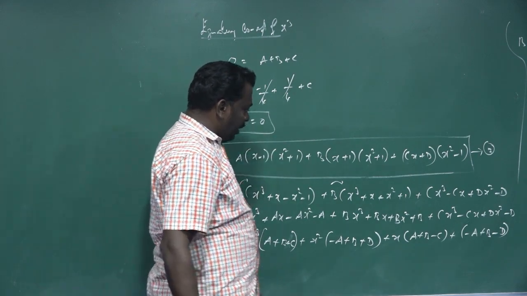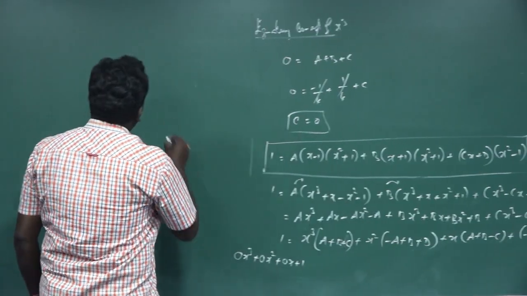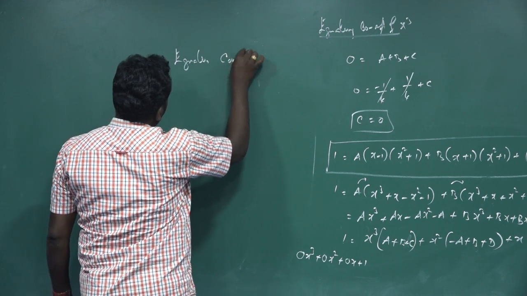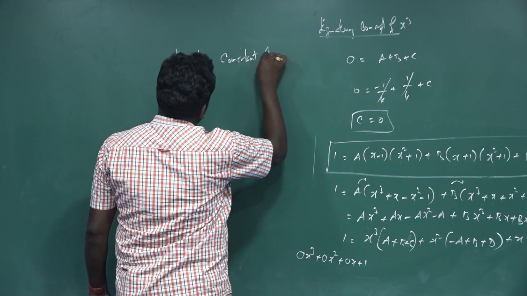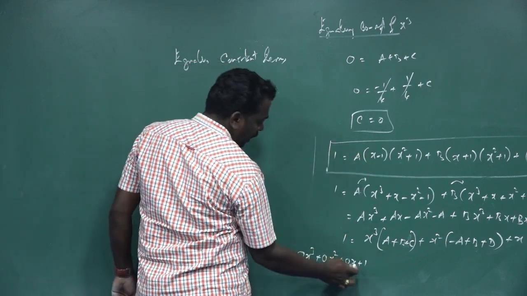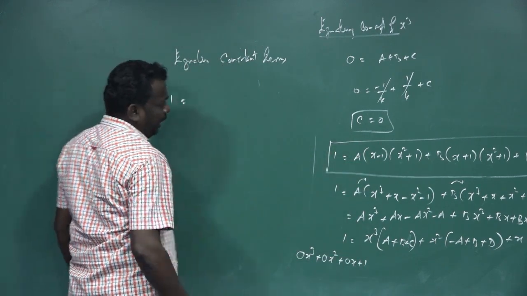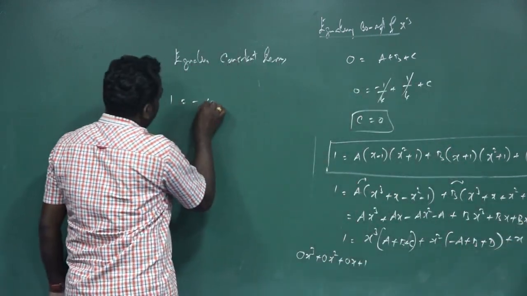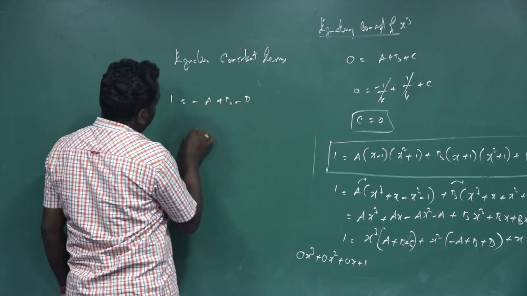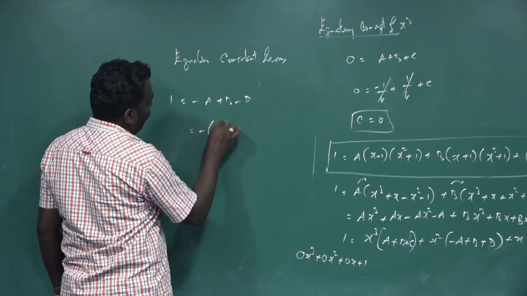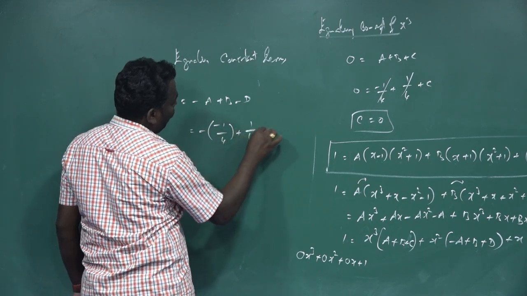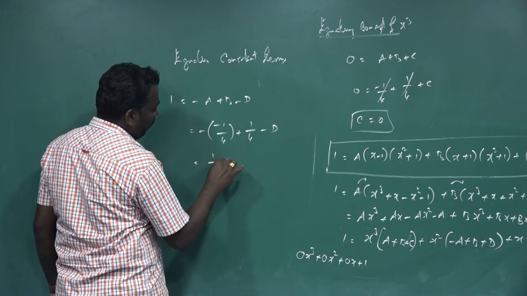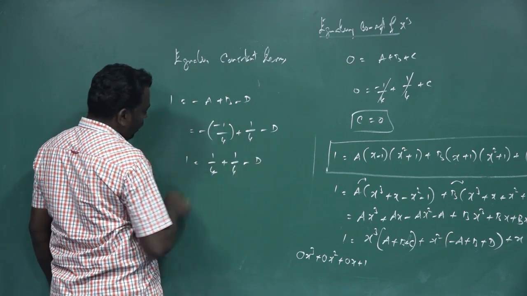Now equating the constant terms on both sides. What is the left hand side constant term? It is equal to 1. And the right hand side constant term is minus a plus b minus d. That is minus of a, which is minus 1 by 4, plus b, which is 1 by 4, minus d. That is plus 1 by 4 plus 1 by 4 minus d, equal to 1.